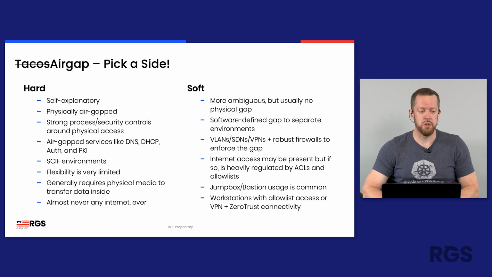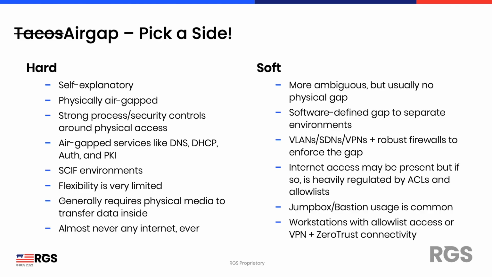Also, there are lots of controls around what kind of software can be brought in. I won't even go into that subject, but that one's pretty well known. So with the soft air gap, this term's a bit more ambiguous, but generally there's no physical gap. The gap is usually software defined to separate these environments. We have things like VLANs, software defined networks, virtual private networks and robust firewalls, depending on the architecture. That's really what enforces your gap.